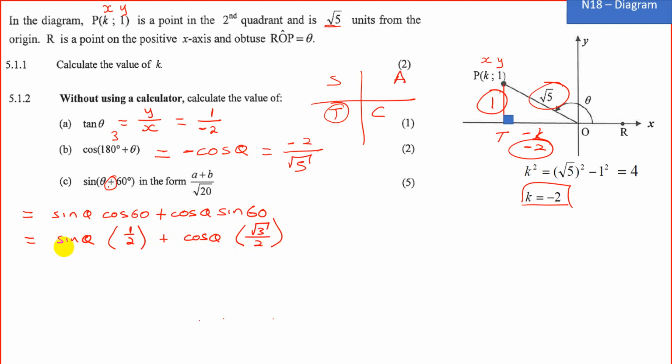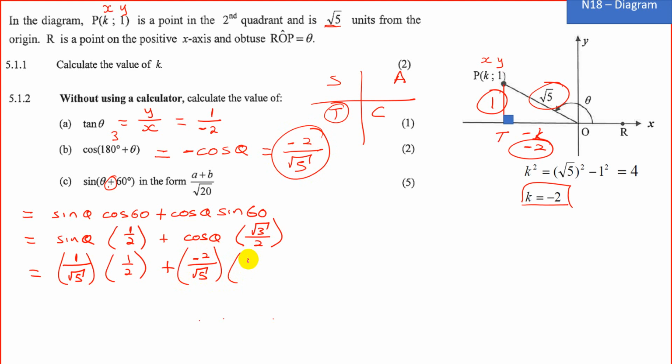Now we can pick up sine theta from the diagram. So if we look at our diagram, sine is y over r. So the y value in the diagram is 1 over root 5, and we have half, and cos is x over r. And if we look at our cos value, which we found in the previous question, it's minus 2 over root 5, and then we still have our root 3 over 2.